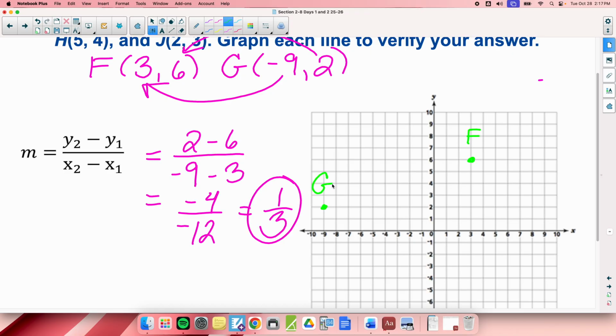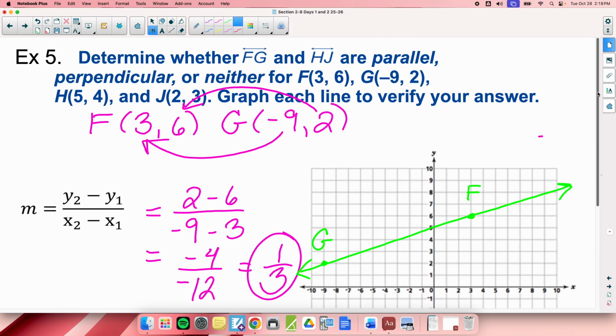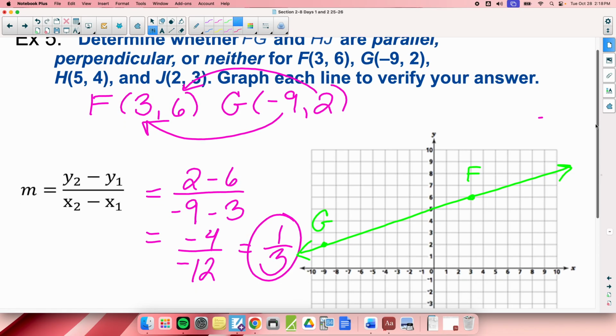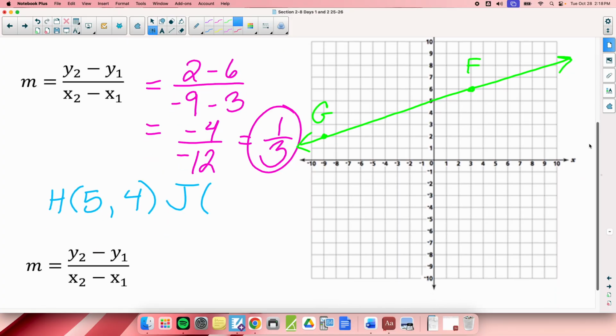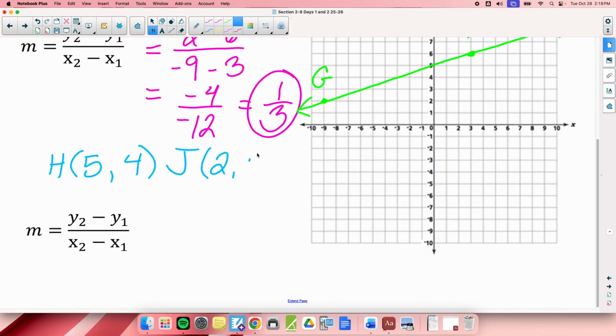This is a good example of one where it's good to have a ruler, because otherwise your line's gonna look bad like mine is here. And so you're gonna draw through F and G, okay? Now we have to do the same thing between H and J. So H is 5, 4. And J is 2, 3. And we're gonna find the slope between them, okay?